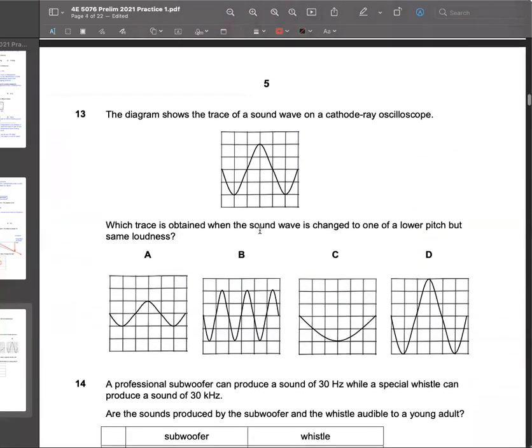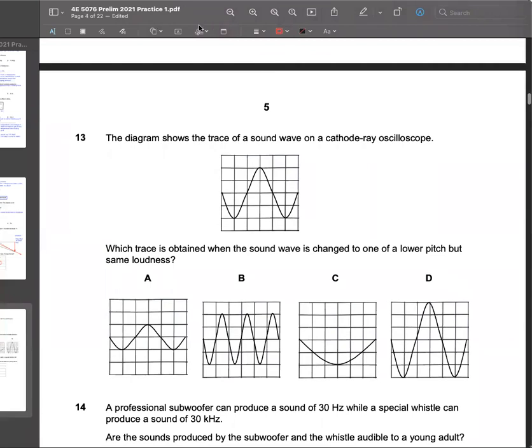Okay, question 13. How many waves are there? How many complete waves? 1.5 waves. Okay, let's do some definitions.